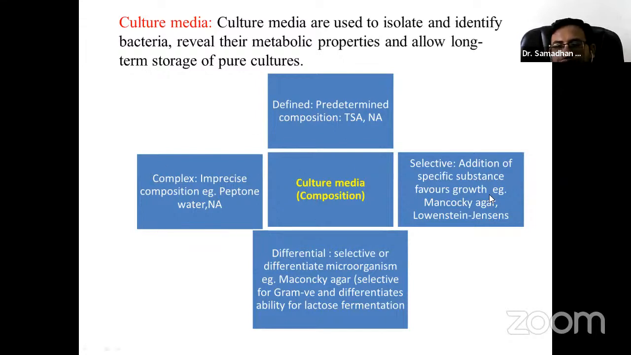Then the other is selective media. Selective media involve the addition of specific substances which favor growth of a few microorganisms, like MacConkey agar and Lowenstein-Jensen agar. These are examples of selective media. Another is differential media. It can be selective or differential, that differentiates microorganisms. For example, MacConkey agar, which is selective for gram-negative bacteria and can also differentiate the ability of lactose fermentation of these microorganisms.